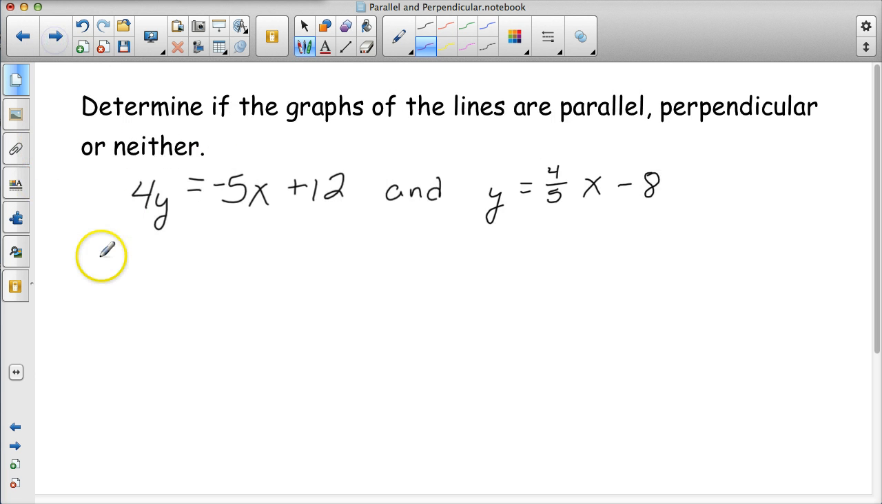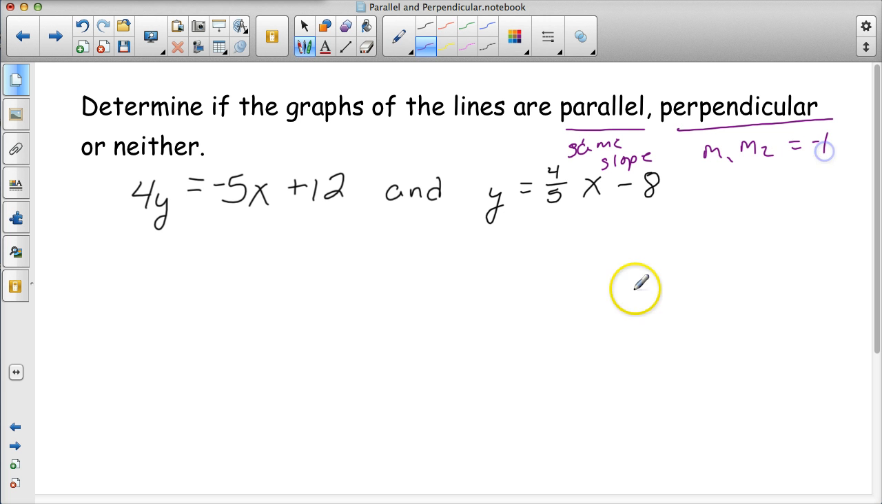I have one more example for you. I want to determine if the graphs of these two lines are parallel, same slope, perpendicular, opposite reciprocal slopes, or the product of the slopes equals -1, or neither, which means it wouldn't satisfy either case. Let's take a look.